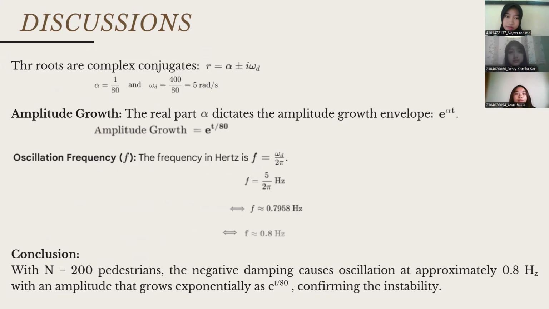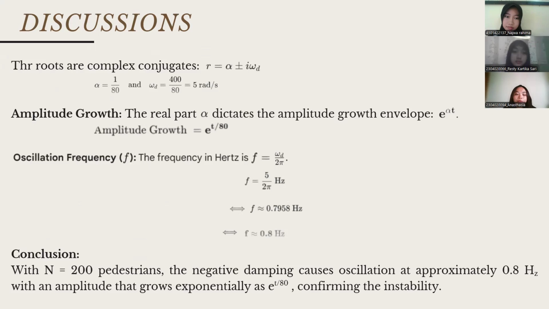The roots are complex conjugates, r equals alpha plus or minus i omega d. The alpha is equal to 1 over 80 and the omega d is equal to 400 over 80, which is equal to 5 rad over second. Amplitude growth, which is the real part alpha, dictates the amplitude growth envelope, which is exponential alpha t. Amplitude growth is equal to exponential t over 80.